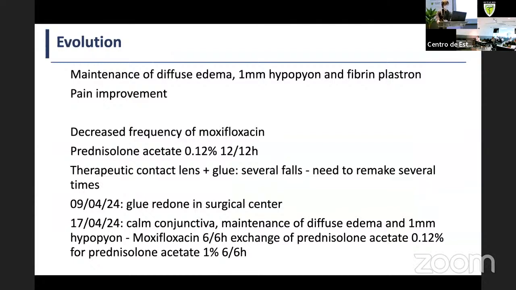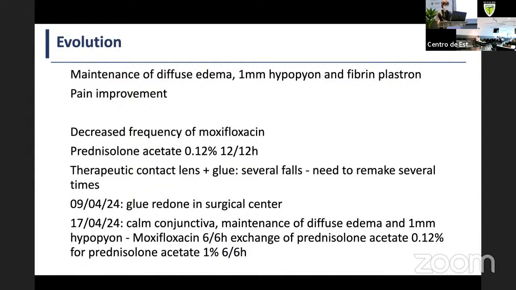So this is the evolution of the patient. He maintains diffuse edema, the hypopyon, and the fibrin plastron, but the pain improved. We decided to decrease the frequency of moxifloxacin. The prednisolone acetate we put in every 12 hours. We did again the therapeutic contact lens and the glue. We had several falls and needed to redo it several times. On April 9, we did the glue in the surgical center.